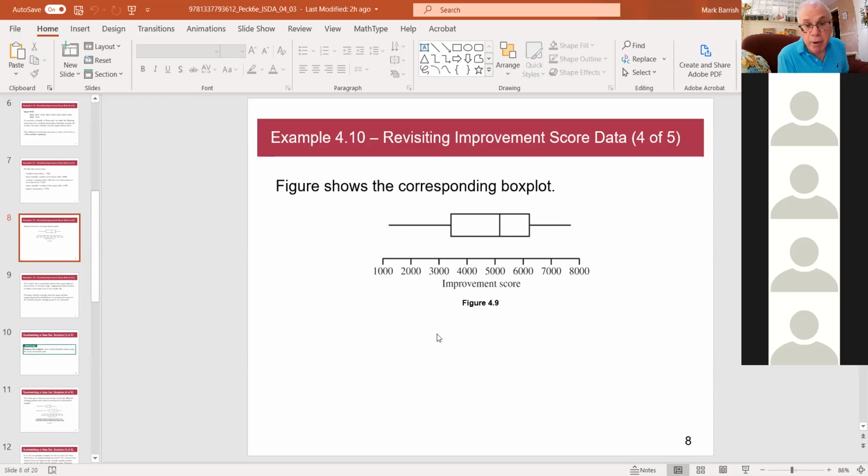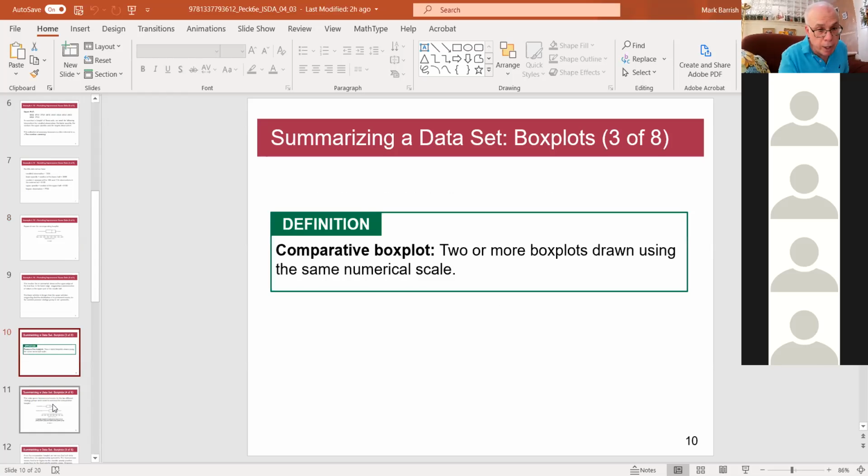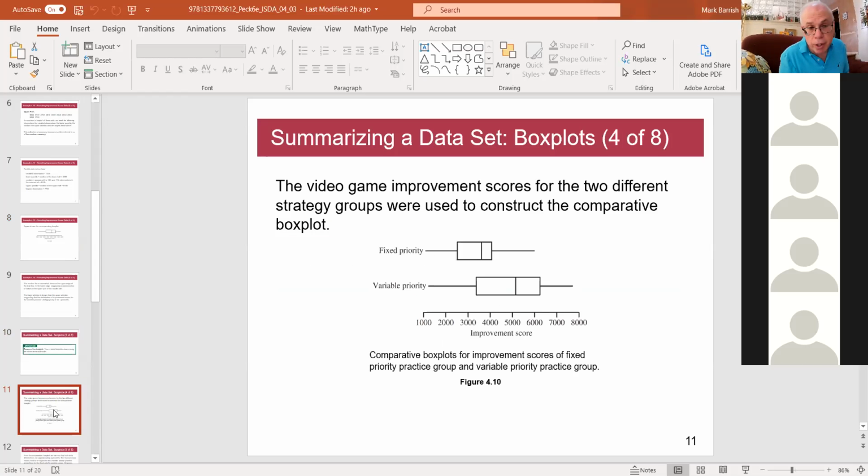And by having comparative box plots, you can compare things like the median, you can compare the relationship between lower quartiles and the upper quartiles and things like that. So sometimes people use box plots to compare, and that's what they mean by comparative box plots. Here's an example here.